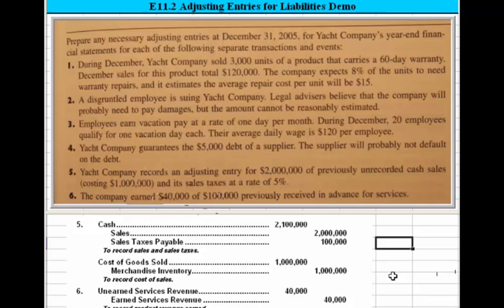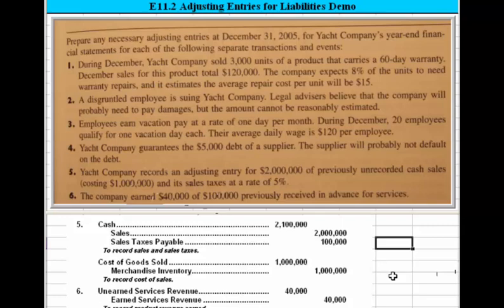periodic inventory system. They'll be using a perpetual inventory system. So we record the sales and we make sure we get the cost of the sales recorded in the same accounting period. Now let's look at number 6.